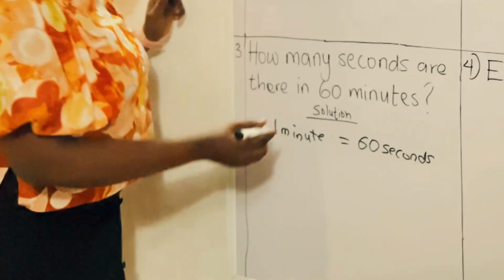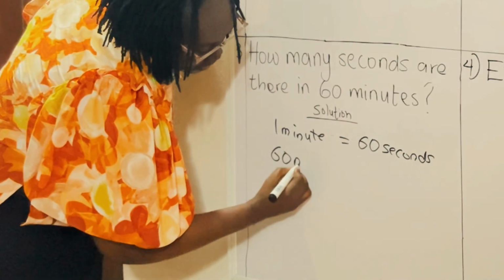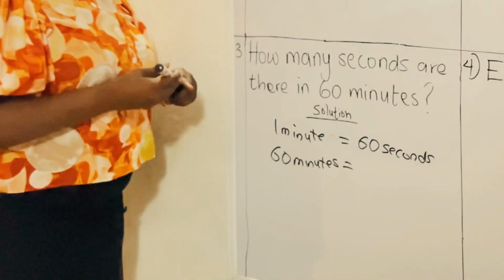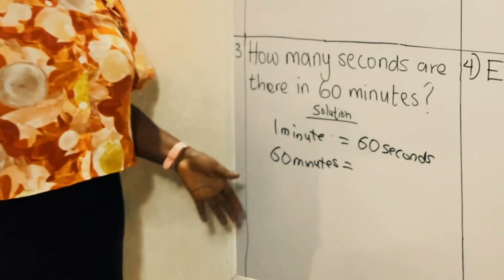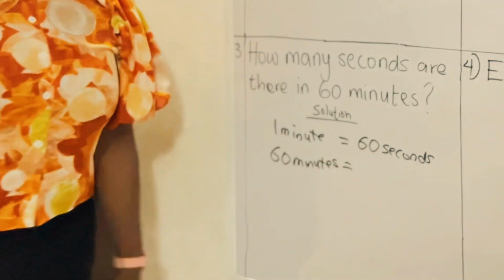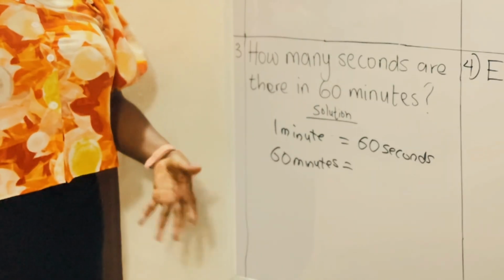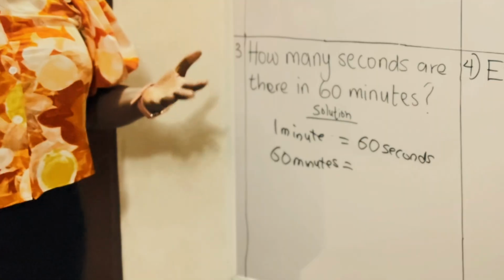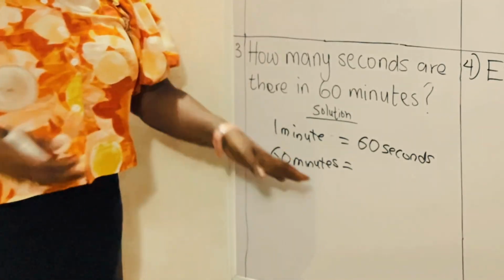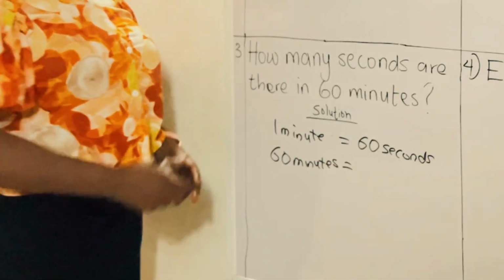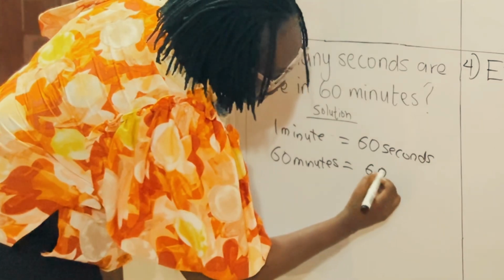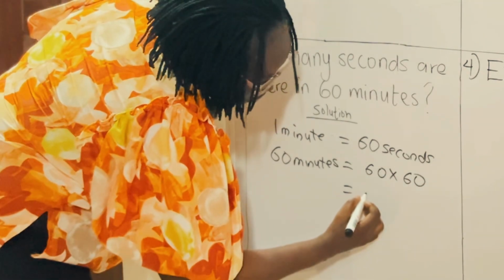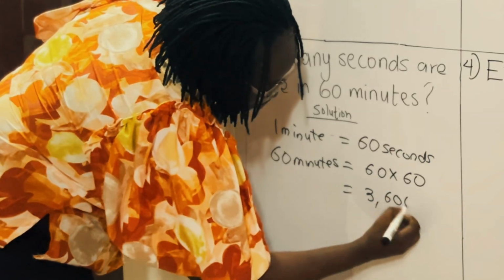Okay, so now for 60 minutes, how many seconds do you have? How do you get it? This is direct proportion. So if 1 minute contains 60 seconds, that means 60 minutes will have more. So in direct proportion, you multiply because this time around you have more seconds. That gives us 60 times 60, which is 3,600.